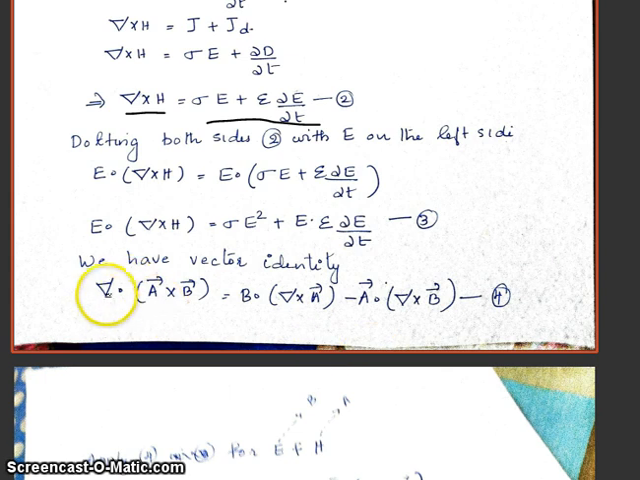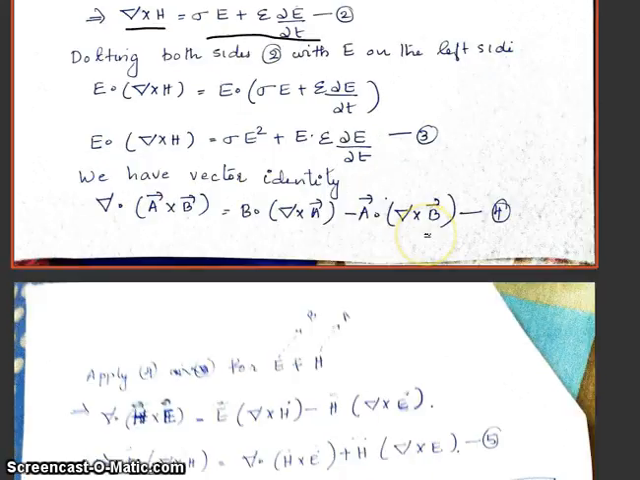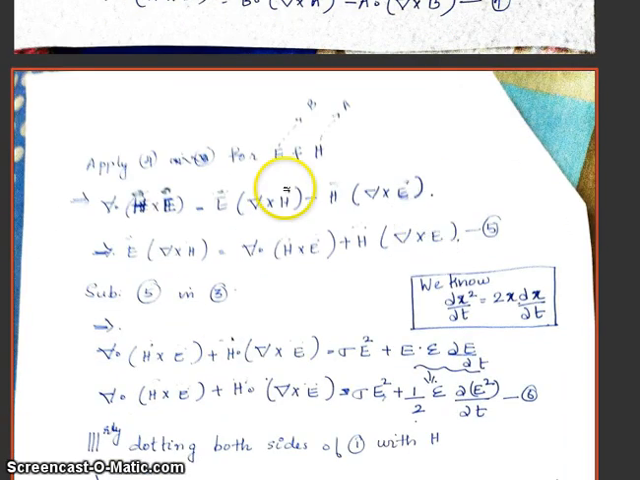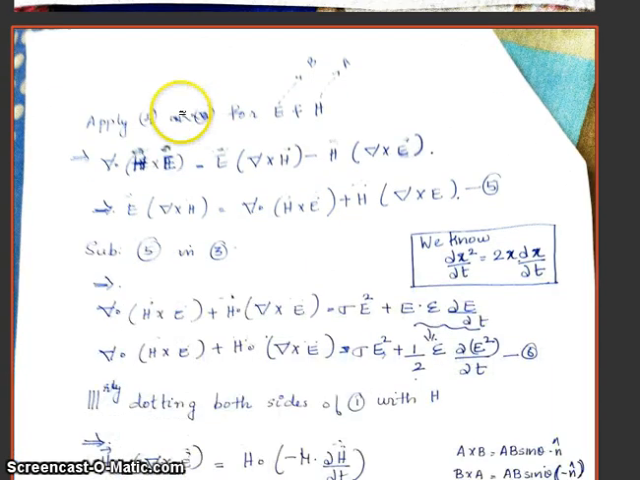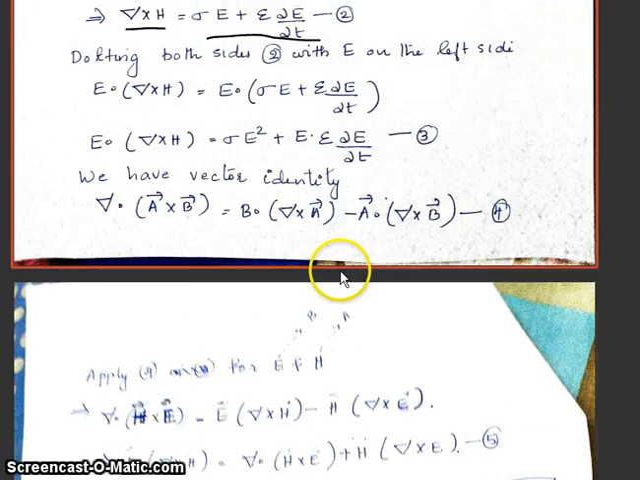Now we have a vector identity: del dot A cross B is equal to B dot del cross A minus A dot del cross B. We are using this vector identity, equation 4, to simplify equation 3. I am going to apply this vector identity for E and H, where A and B are any two vectors. In this particular derivation, those two vectors are E and H.